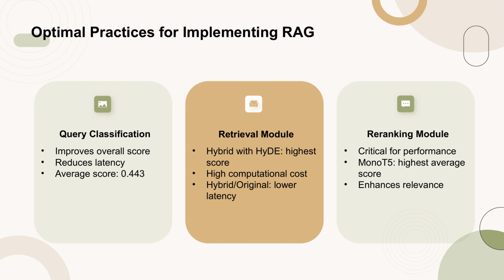Secondly, the retrieval module, particularly the hybrid with HyDE method, achieves the highest RAG score of 0.58 but at a high computational cost. Therefore, the hybrid or original methods are recommended for lower latency without significant performance loss. Lastly, the re-ranking module is crucial for system performance. The absence of this module results in a performance drop. monoT5 re-ranking achieves the highest average score, emphasizing the importance of re-ranking in enhancing the relevance of retrieved documents.